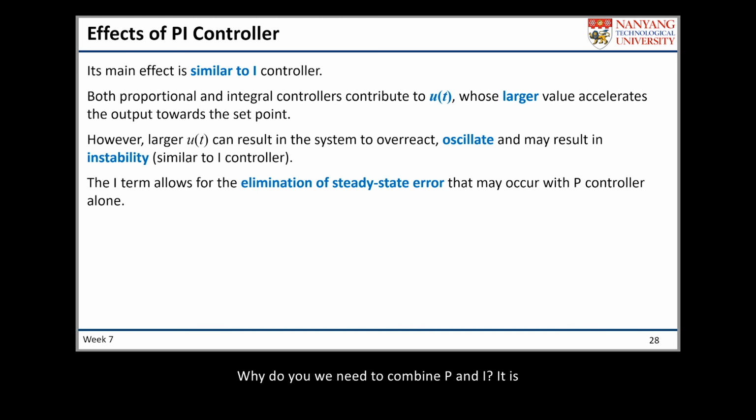Why do you need to combine P and I? The answer is pretty straightforward: you want to get the advantages of these two controllers. You still remember we use I to improve the steady state performance, to improve the accuracy of the system. And in our previous few slides, we used P to improve the transient performance, to make the system response faster. So if you want to get the advantage of both, use the combination of P and I, the PI controller, to improve the accuracy as well as to make the system respond faster.